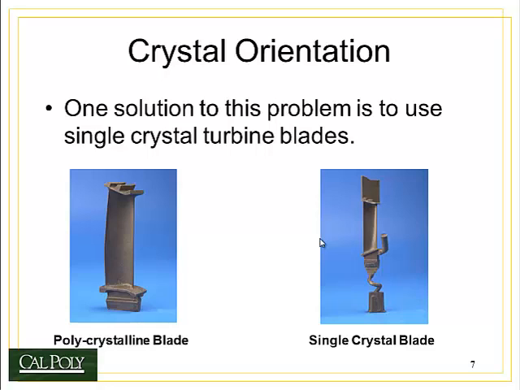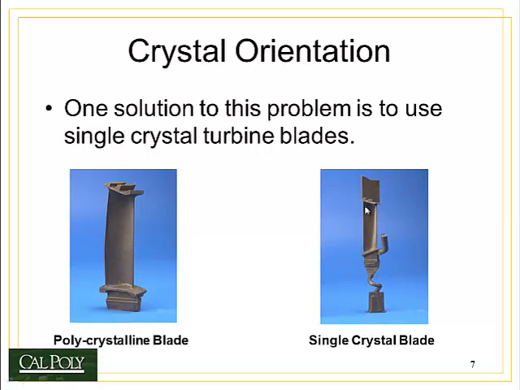Now, one solution to this problem is to use what we call single crystal turbine blades. And if I remember, I'll bring in some examples of single crystal turbine blades into class to show you. But on the left, we have a picture of what's called a polycrystalline turbine blade. And if you look very closely, you can see small blotches on the surface of the blade, right where the cursor is pointing. Those blotches are individual grains. Remember, we talked about grains and grain boundaries in Topic 3. Those are individual grains inside the turbine blade that you can see on the surface.